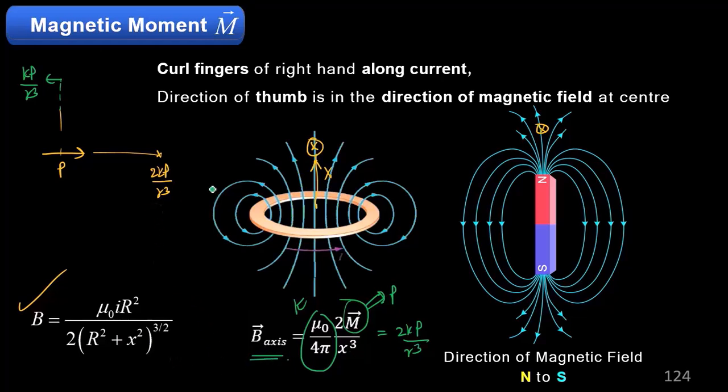So if the dipole moment is located this way, at an axial distance of x, what is the value of the magnetic field? That is equal to 2kp by r cube. You should write k as mu naught by 4 pi and p as m. But in order to remember the formula, I will keep saying kp by r cube and 2kp by r cube, and when writing I will replace k with mu naught by 4 pi and p with m. Okay, so that gives the corresponding concept for the dipole. The same formulas are applied over here.